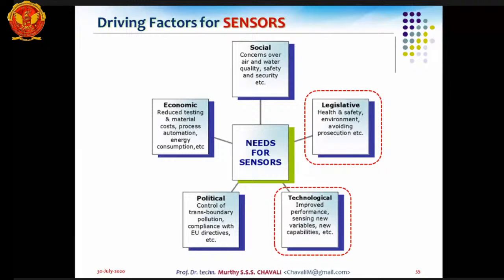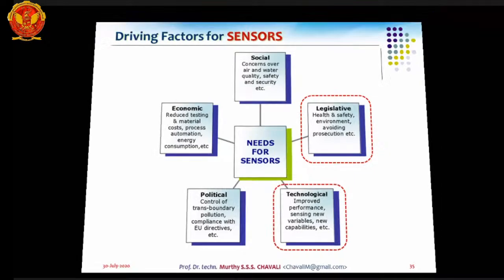And if you talk about economic, you have testing materials, cost, process, automation, and energy consumption. Trans-country control of boundary pollution is a political factor. Technological factors include improved performance, sensing new variables, and, at the same time, precision and accuracy of the measurement. All these factors are the driving forces for these sensors, especially nano and micro sensors.